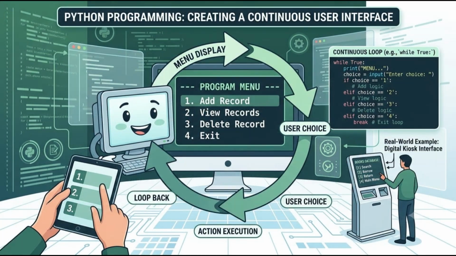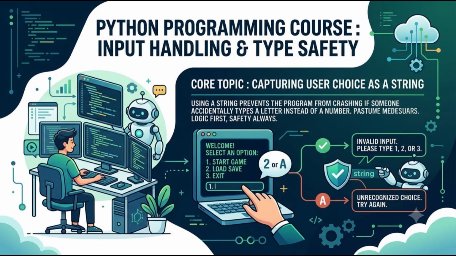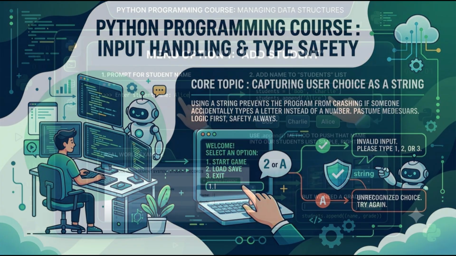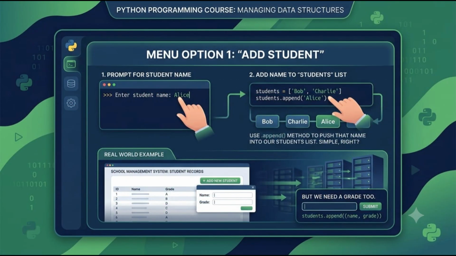A good program needs a user interface. We'll create a continuous loop so the program doesn't quit after one action. We'll present four options: add, view, delete, and exit. We capture the user's choice as a string. Using a string prevents the program from crashing if someone accidentally types a letter instead of a number. Logic first, safety always.